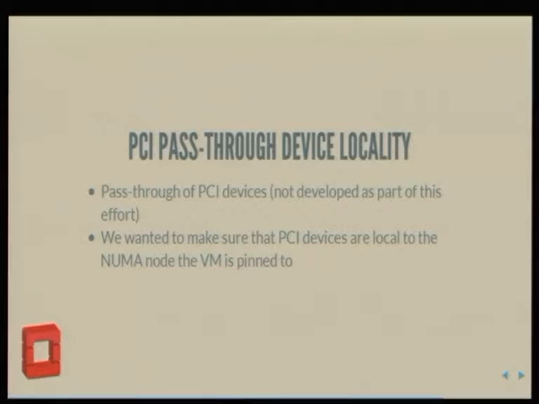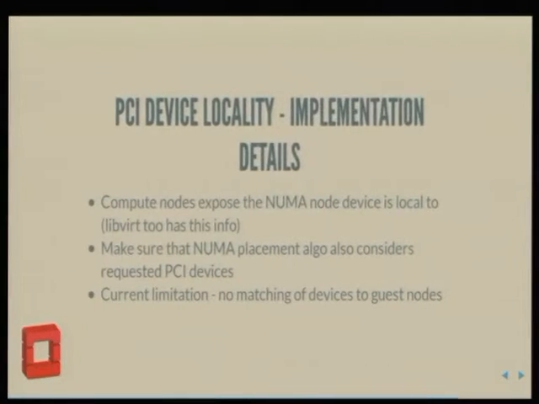A third additional feature we added is that if you request a NUMA aware instance and you request a PCI pass-through device, it doesn't really work for you unless the device does I/O on that same NUMA node. And this was added as well. The work was not done by Red Hat, but it's a good example of how a couple of companies collaborated on these kinds of requirements. And yeah, that's basically it.